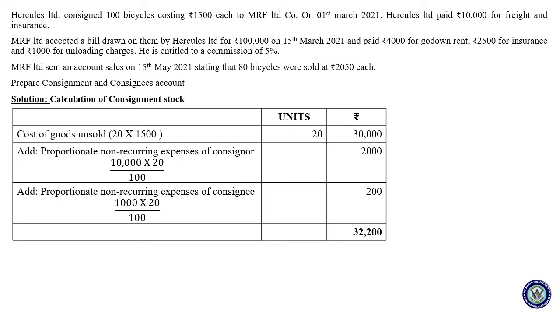So start doing the consignment account. If you have any mistake in this account, please correct it. Those who have made it right, please go for the next account, that is the consignment account in the books of the consignor, that is Hercules Limited. So write the heading in the books of Hercules Limited, consignment account, then draw the lines and start preparing the ledger account.